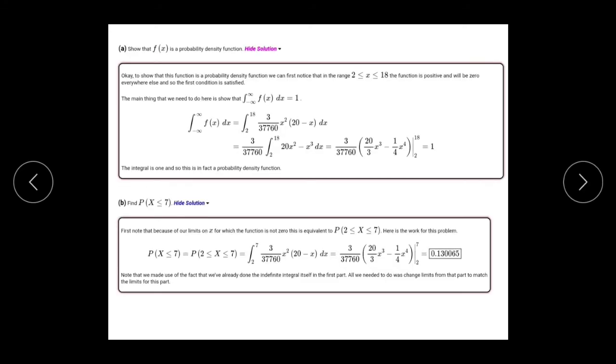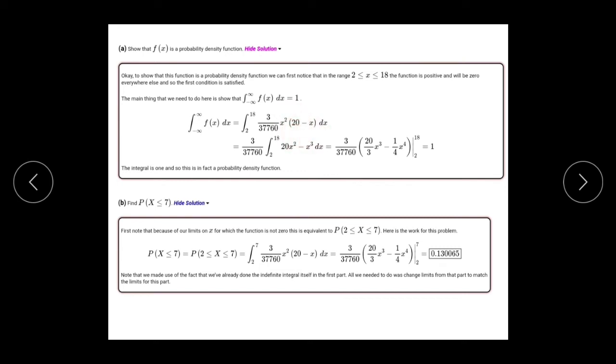So sa A, check daw muna natin kung probability density function siya. Kailangan nga masatisfy yung given condition, which is yung integral of f of x dx is equal to 1 evaluated from negative infinity to positive infinity. So we will have this. So yung 3 over 37,760, pwede na natin siyang ilabas kasi whole number siya. So magkakaroon na lang tayo ng 3 over 37,760 integral ng 20 over x squared minus x cubed dx. Kasi x squared, dinistribute natin sa 20 minus x.